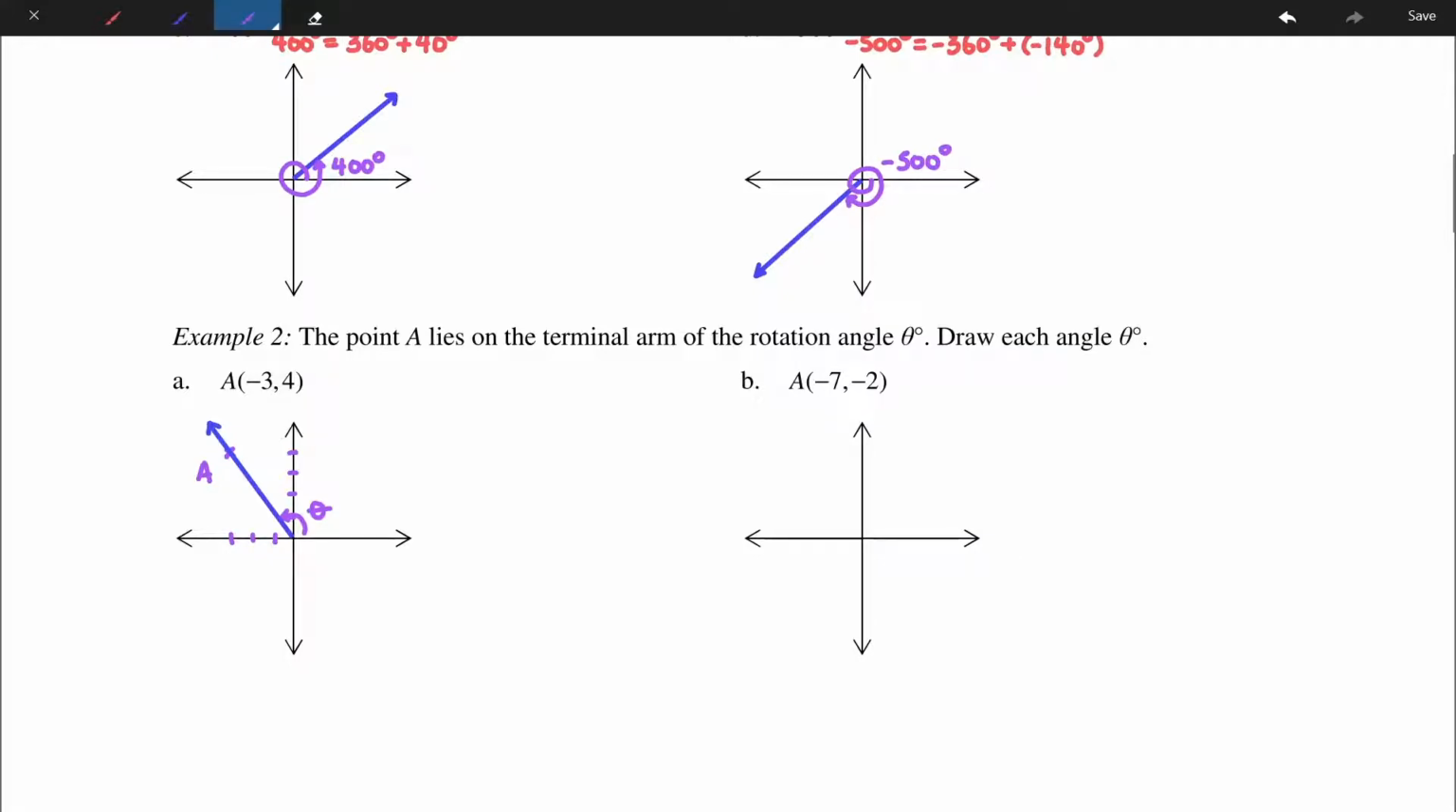Similarly, in the next example, point A has coordinates negative 7 and negative 2. So that will be in quadrant 3. And since the x value is greater than the y value negatively, we expect the terminal arm to be closer to the x-axis. So something like this. And this would be a reasonable sketch. And this is our angle starting at the positive side of the x-axis and ending at the terminal arm that goes through A.